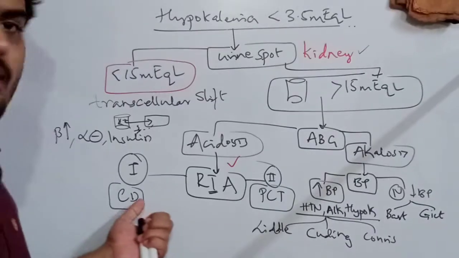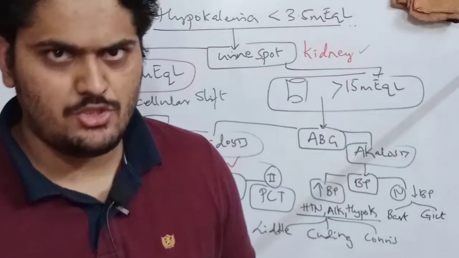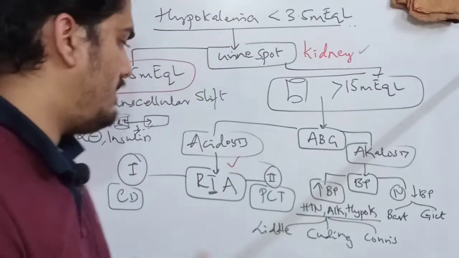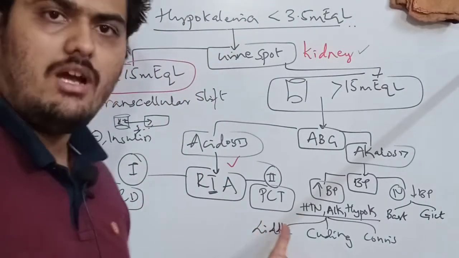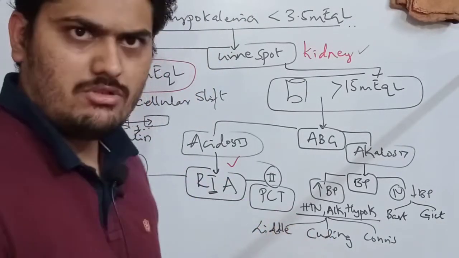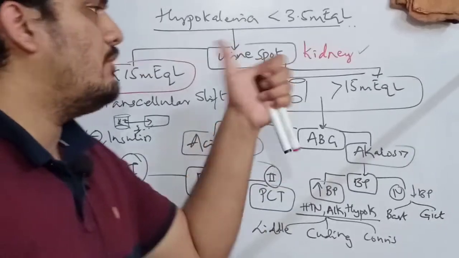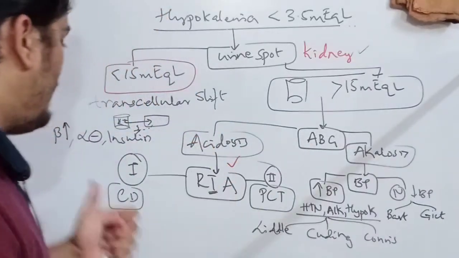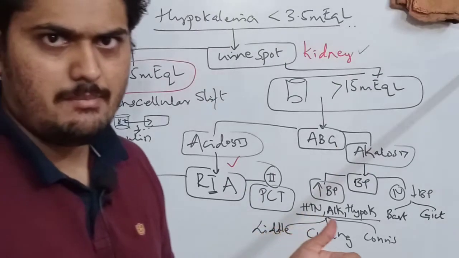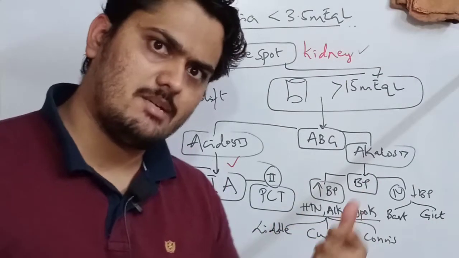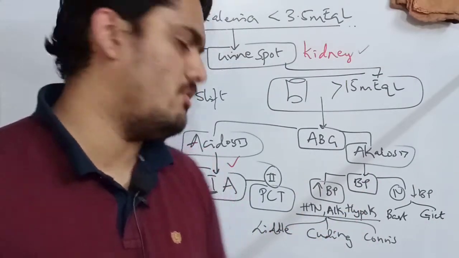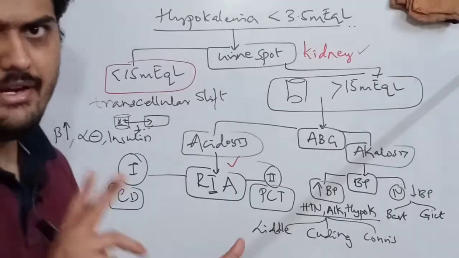In this, if the proximal segment is damaged and distal segment is intact, then that becomes RTA type 2, where the pathology lies in the PCT, hence leading to hypokalemia. The next one is where the pathology lies in the distal segment and the proximal segment is completely normal. In this, it is known as RTA type 1.